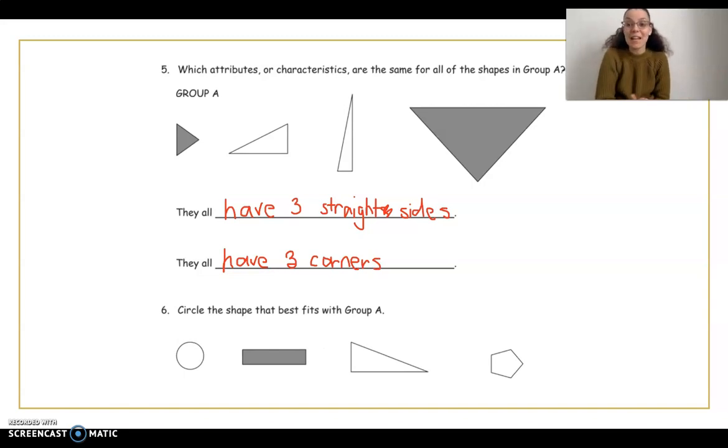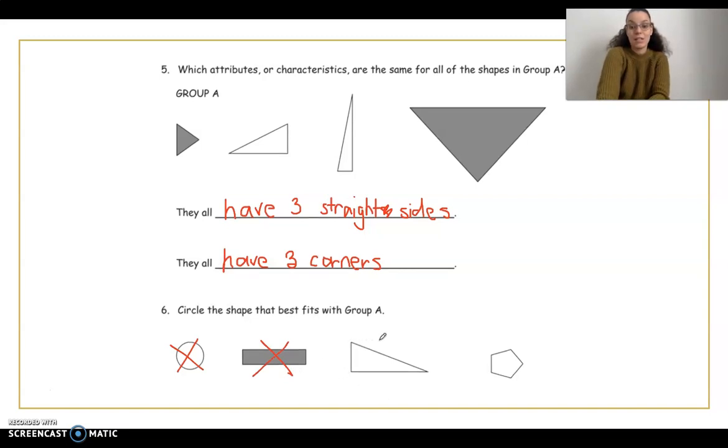Great. We just made up 2 rules to match these shapes. We said, well, those shapes have 3 straight sides and 3 corners. So now it says, circle the shape that fits into group A. Does this fit into group A? Does it have 3 straight sides and 3 corners? No. Does this fit? Does it have 3 straight sides and 3 corners? No, it has straight sides, but not 3.